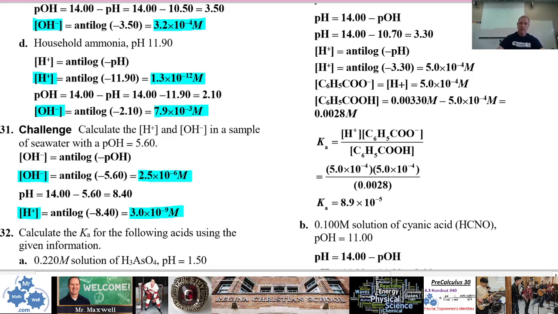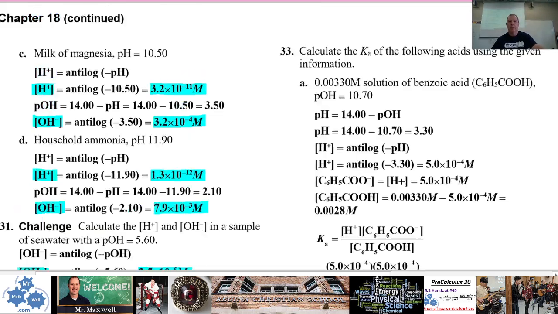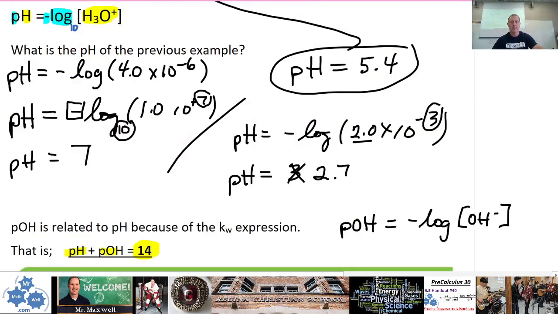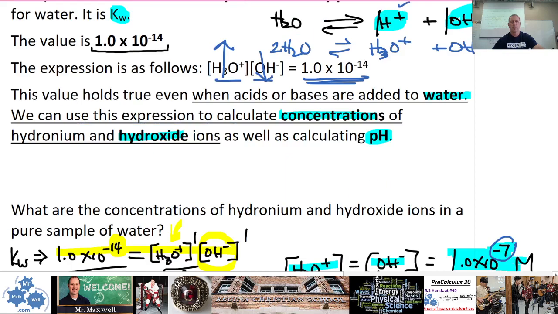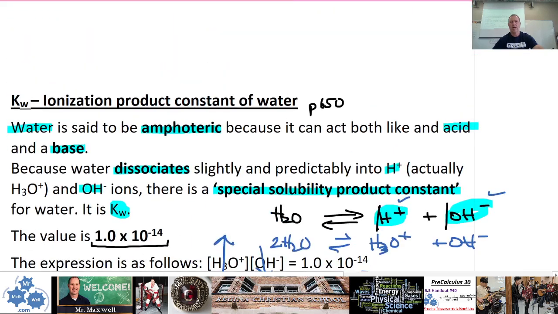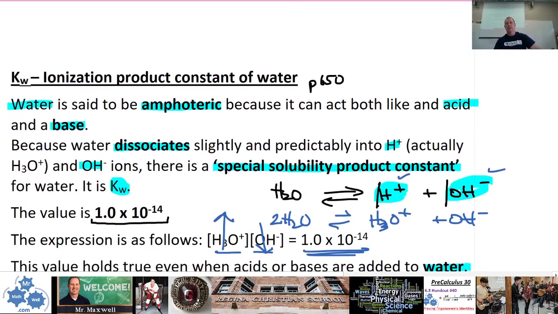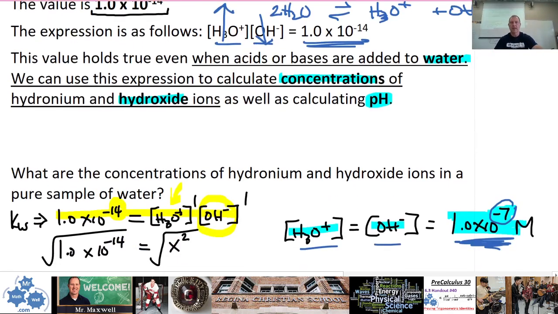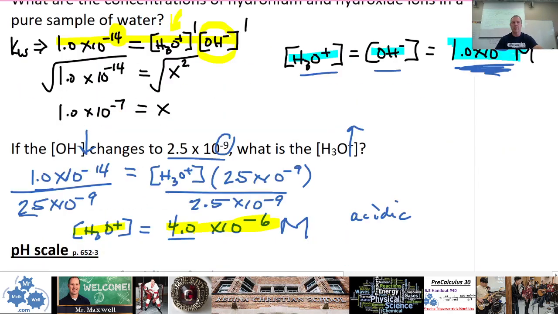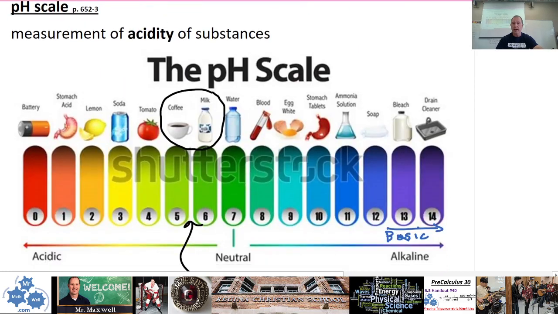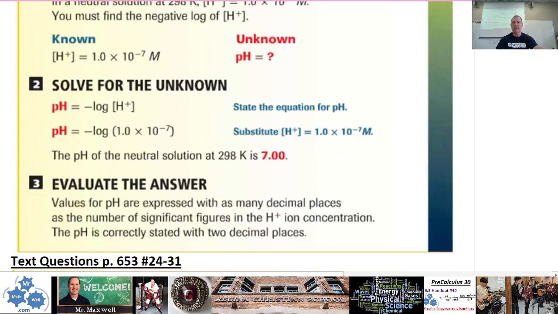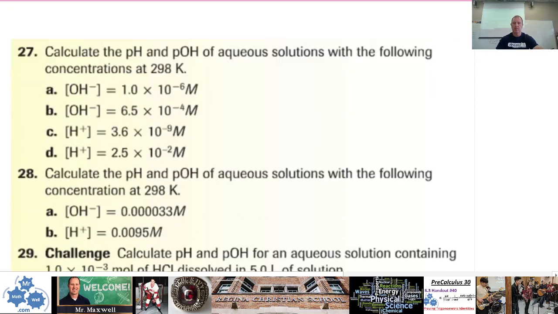And that wraps up the lesson for today. Yeah, so what did we talk about? At the beginning here, we talked about the dissociation of water, so the ionization product constant of water, Kw. It dissociates predictably. We can use this very important number here to find the concentrations of hydronium and hydroxide. We talked about the pH scale, what those numbers mean, how to find pH, and how to find concentrations given pH. And that was our lesson for today.